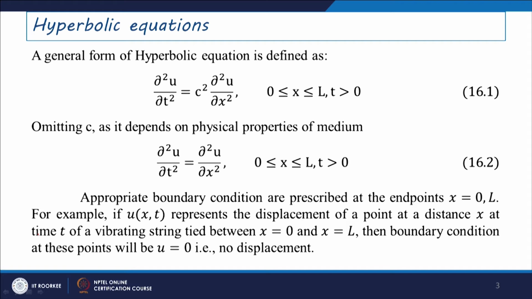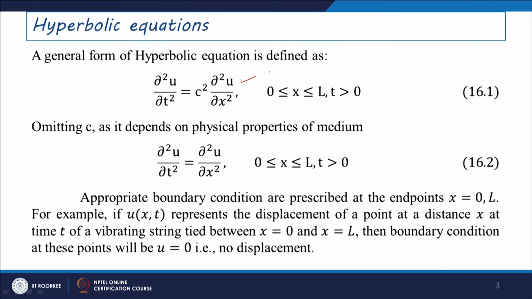So, especially if you go for a generalized hyperbolic equation, it can be written in the form del square u by del t square equals c square del square u by del x square. This is written like any heat transfer problem, or we can consider it as a mechanical problem, where c depends on a physical constant. Either c can be defined as a specific heat coefficient, or it can be any type of special constant, depending on the physical scenario of the problem.